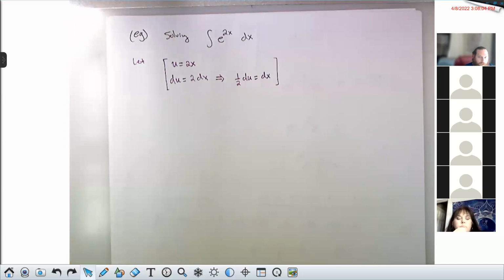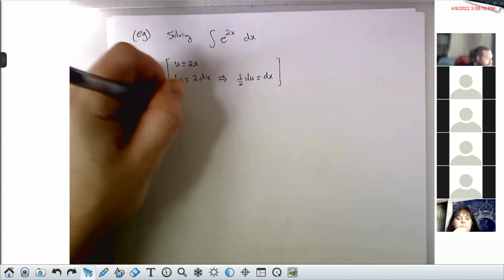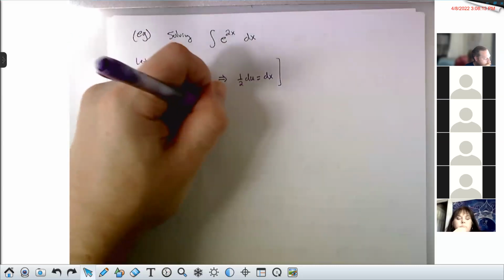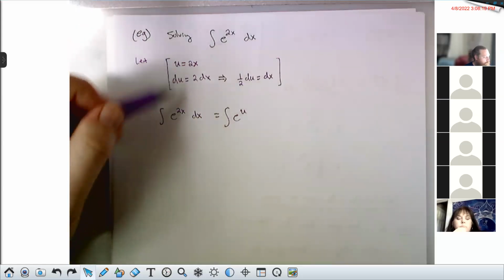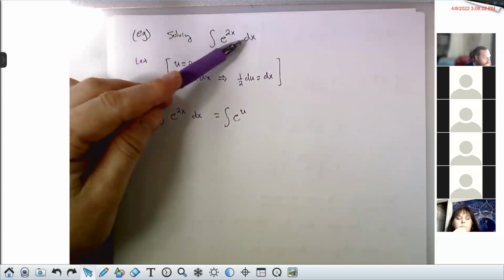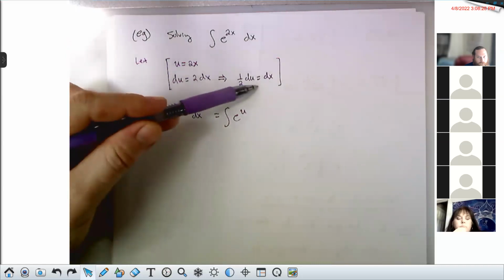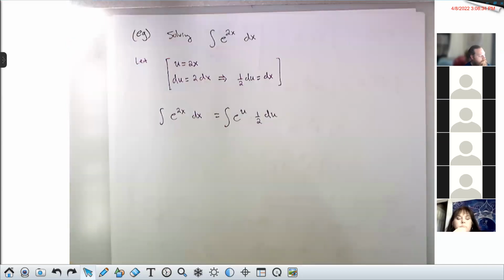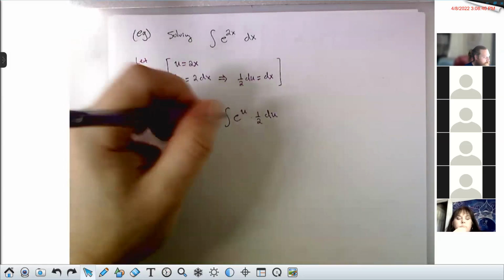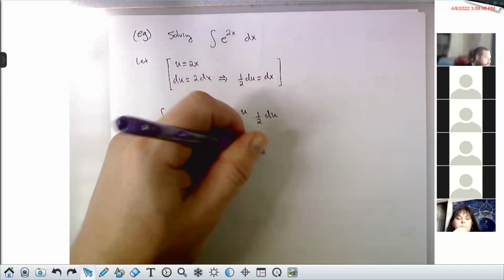And then from the du equals 2 dx term, I can say that 1/2 of du is dx. And then I go back to my integral and I replace all of the x stuff by u stuff. So the integral of e to the 2x dx would become integral of e to the u, because 2x is u. No longer would I have a dx here, though. I need to replace it with a du thing. Well, dx is 1/2 du. And that 1/2 is just multiplying everything inside this integral, so it can come out the front. And I'm left with the integral of e to the u du.